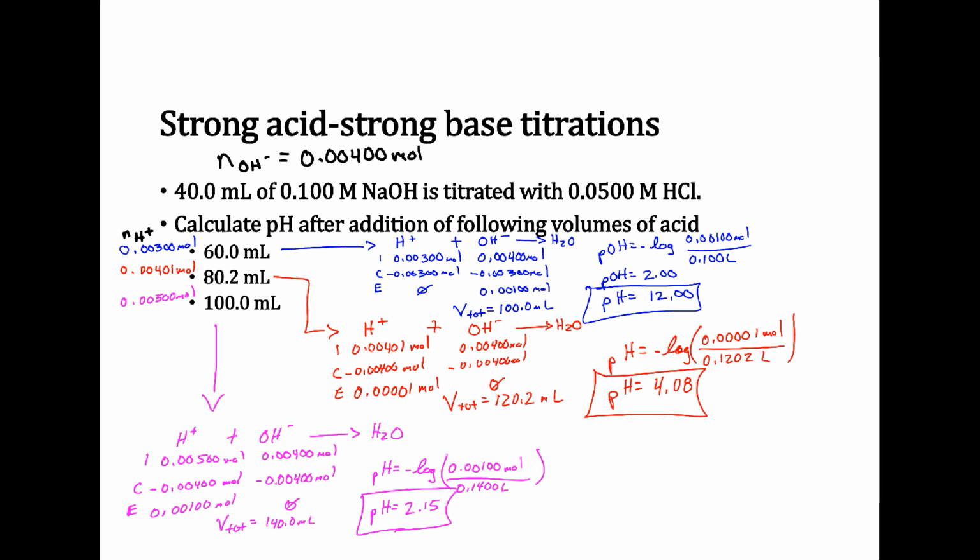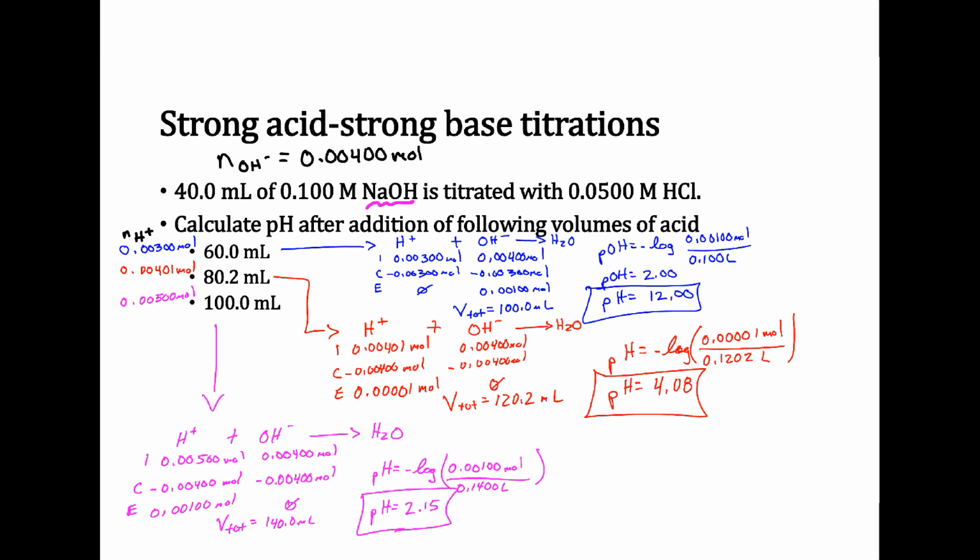So if you have a strong acid and a strong base, and you're starting with your analyte being a strong base, then you would expect that any time before the equivalence point, your pH would be greater than 7 because you have a basic solution. Anytime after the equivalence point, it will be acidic. And this is for a strong acid and strong base titration. So as you're going through and calculating the moles, make sure you're keeping track of this.